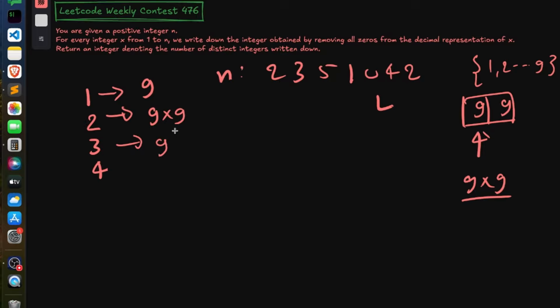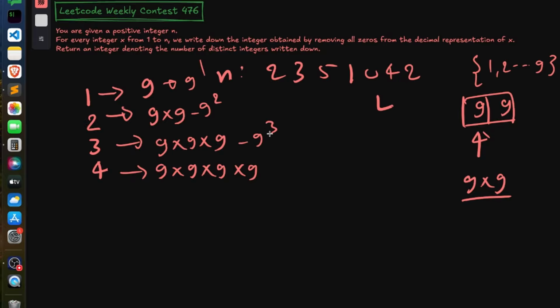Here 9 into 9 into 9, exactly the same way. For 4, 9 into 9 into 9 into 9, right? So it's nothing but 9 to the power 1, 9 square, 9 cube, 9 to the power 4. But this will only go from 1 to L minus 1, right? For L, we cannot keep all integers, right? Because your formed integer should be less than or equal to n. It cannot be more than n because we have to go from 1 to n.